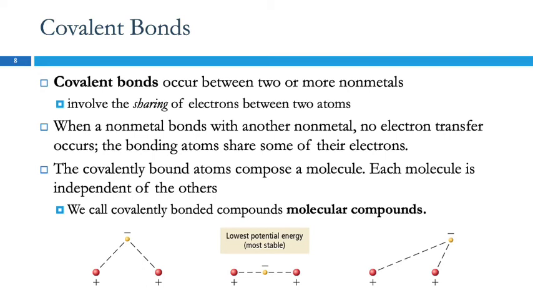So, unlike an ionic compound where we just have an arrangement of ions, here we have discrete molecules. Each molecule is independent of the others and has its own, like oxygen and hydrogen, making water, 2 hydrogens, 1 oxygen. That's a discrete unit. We call covalently bonded compounds molecular compounds because they have molecules. Ionic compounds have ions.